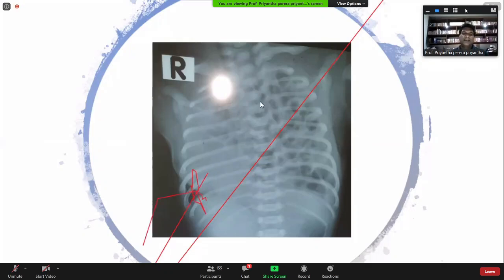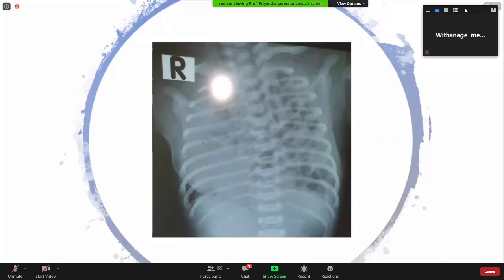This was not diagnosed antenatally. Can you diagnose this antenatally? Is it possible to make an antenatal diagnosis? Yes, sir. Yeah, we can diagnose it antenatally, right? So it's important to diagnose it antenatally. What will you do if you diagnose it antenatally? If the diagnosis is made antenatally, what do you do?